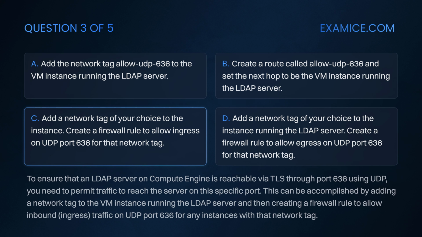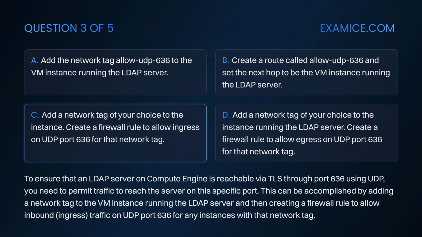To ensure that an LDAP server on Compute Engine is reachable via TLS through port 636 using UDP, you need to permit traffic to reach the server on this specific port. This can be accomplished by adding a network tag to the VM instance running the LDAP server and then creating a firewall rule to allow inbound traffic on UDP port 636 for any instances with that network tag.